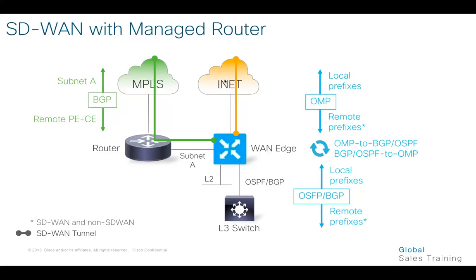As well as if you look at the workflow level, it's going to be the same. You're going to put your local prefixes to the OMP via redistribution, and then OMP prefixes are going to come to you via OMP redistribution to the local protocol. That's how you're going to have the communication from a branch to the data center or to another site which are on SD-WAN.